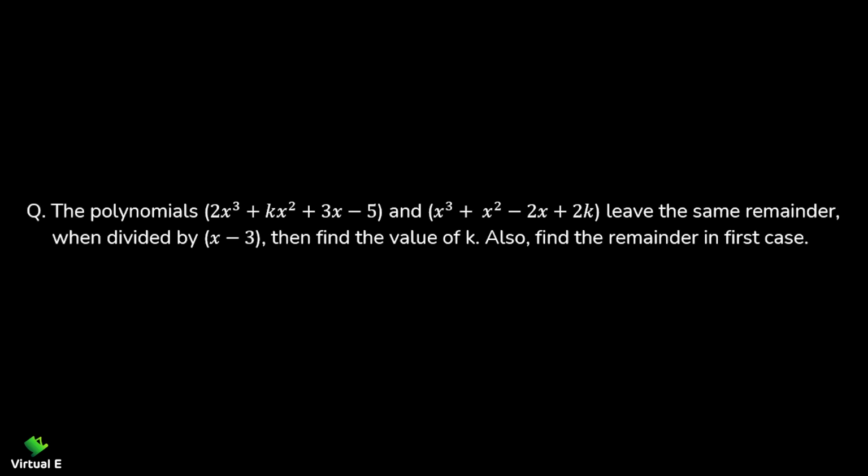So let's start with the question. If the polynomial 2x cubed plus kx squared plus 3x minus 5 and x cubed plus x squared minus 2x plus 2k leave the same remainder, it's given, leave the same remainder. That word indicates that we are supposed to use remainder theorem over here. When divided by x minus 3, then find the value of k.